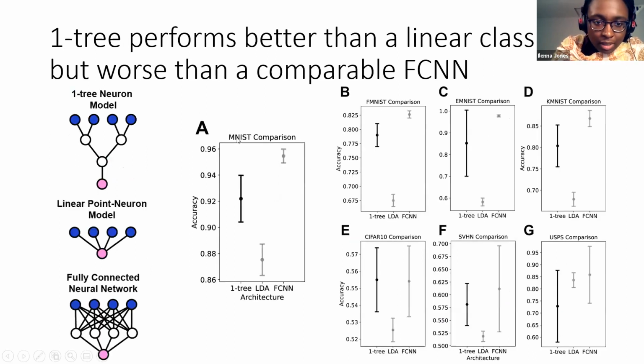This is a very busy slide, but I'll direct you to A. What we have is accuracy on the y-axis, and we have the one tree, the linear classifier, and the fully connected network. The one tree performs better than the linear classifier. The linear classifier can be seen as a lower bound, but the one tree performs worse than the densely connected, or fully connected, network.